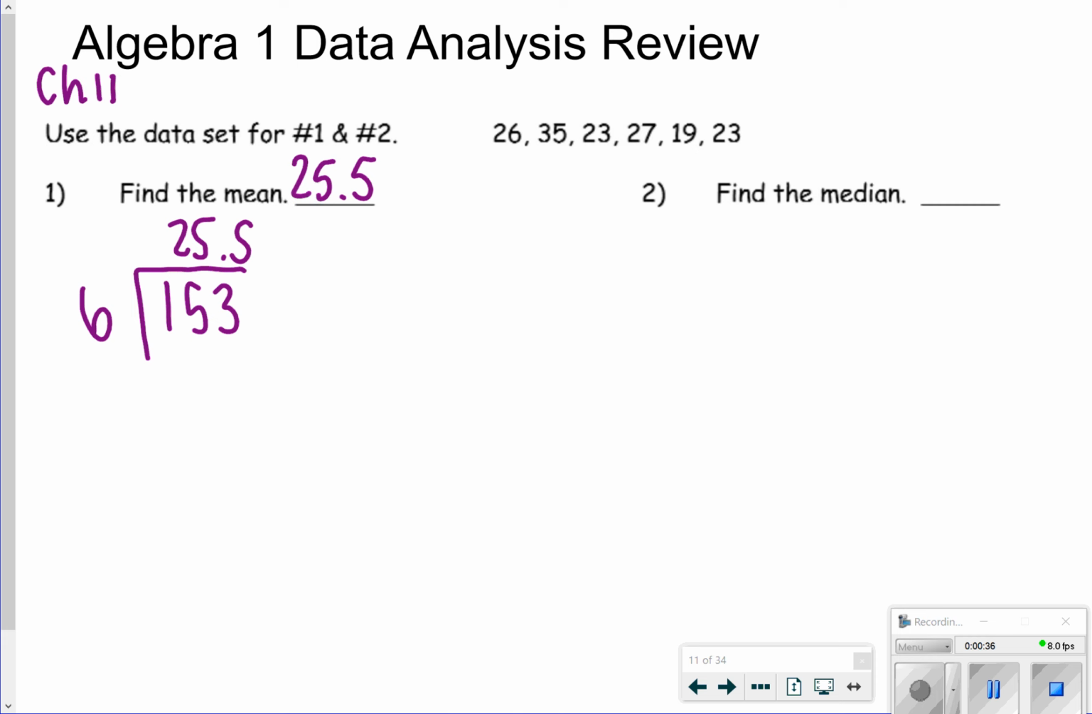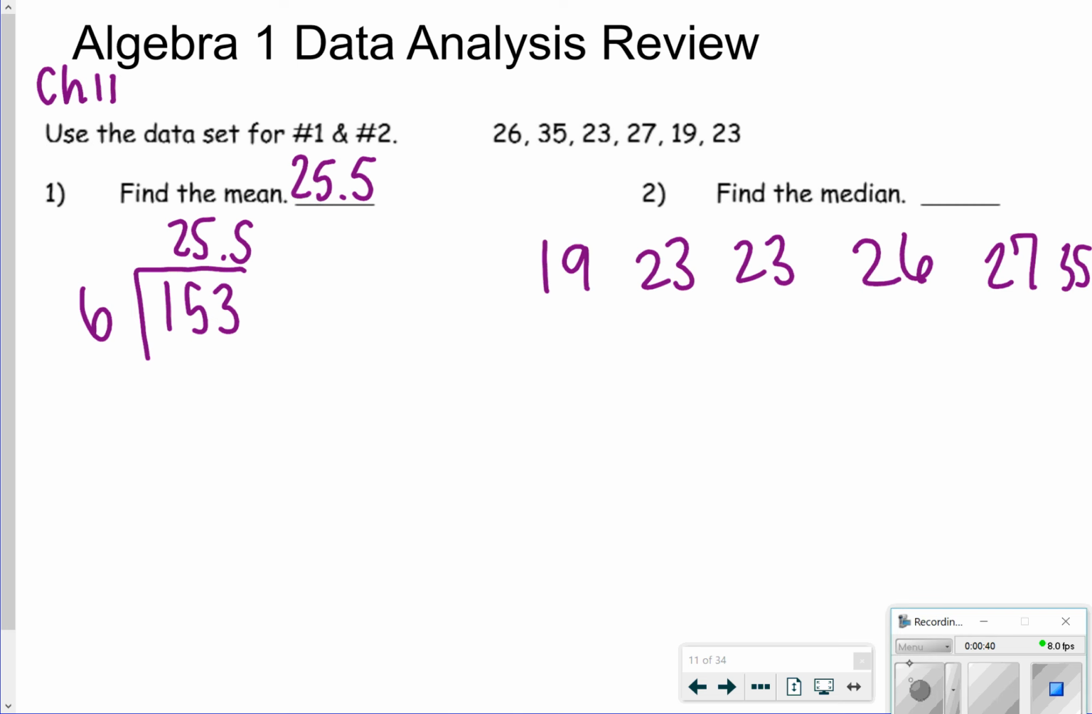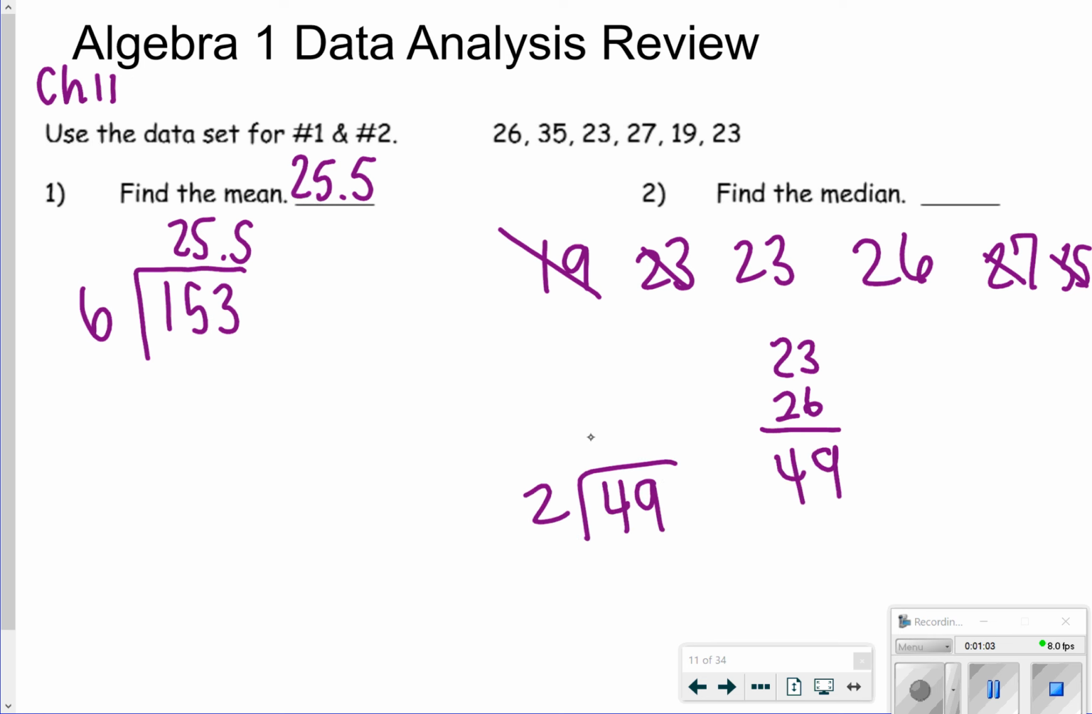The median can be found by putting the numbers in order from least to greatest. So this is what that looks like. Once you have them in order, you're basically just trying to find the middle number. If you take one off the left and one off the right, you're left with 23 and 26. So you need to find the mean of 23 and 26. You add 23 plus 26, and you get 49. Then you do 49 divided by 2, which gives you 24.5. So your median is 24.5.